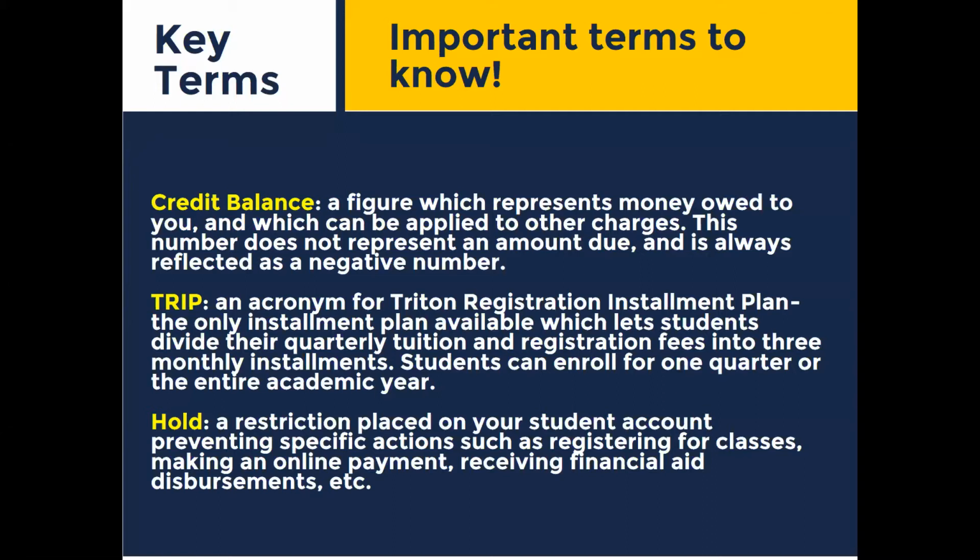TRIP. This stands for the Triton Registration Installment Plan. This is the plan that allows students to divide their quarterly tuition and registration fees into 3 monthly installments to be paid during the quarter. We have different enrollment options, which we'll discuss more later on in this presentation. Hold. A hold is a restriction placed on your student account preventing specific actions such as enrolling in classes, paying online, and receiving financial aid.